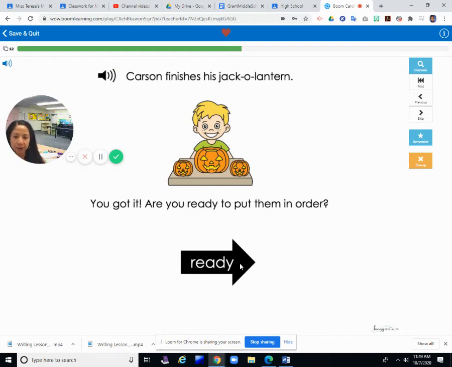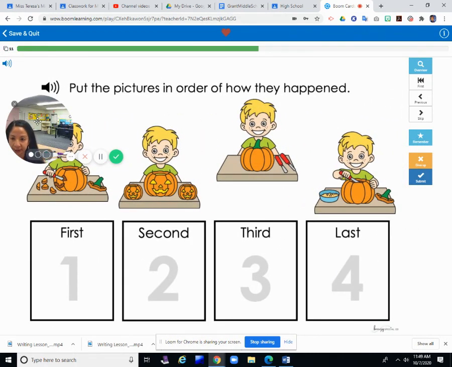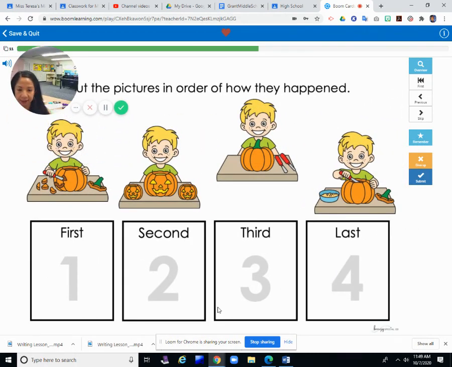Are you ready to put them in order? Click the arrow to begin. Okay, so we have four pictures, first, second, third, last. We'll go in order first to last this time. So what's the first one? This one where Carson's carving a face. This one where he's all done. This one where he's ready to carve. Or this one where he's scooping out the insides.